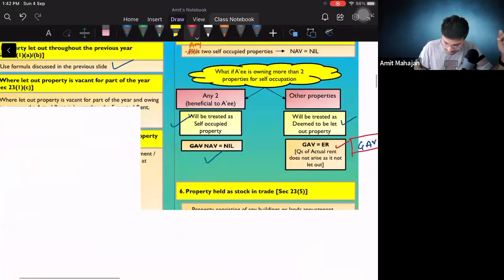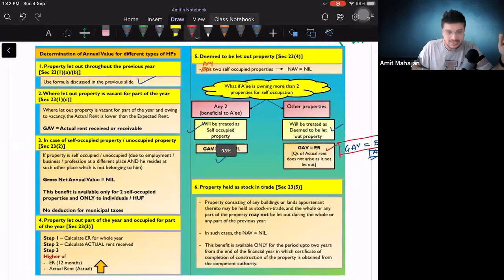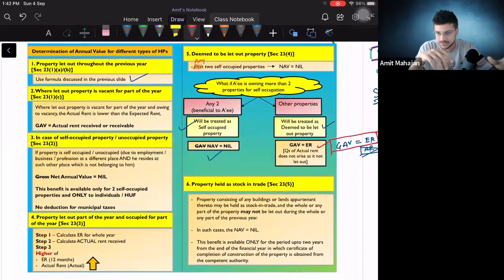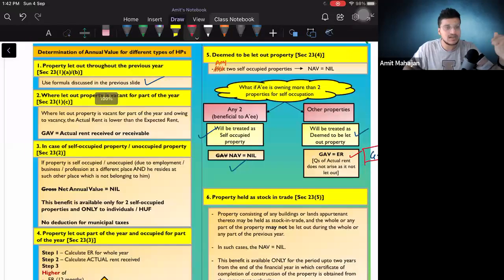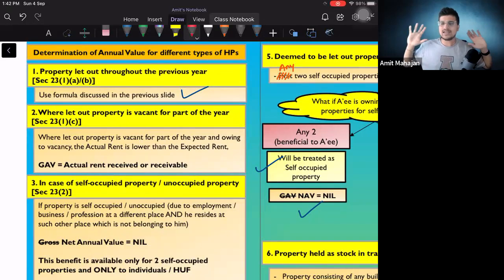Now in GAV, I told you just yesterday that this entire page is the heart of this chapter. This entire page is extremely important, and whenever you solve house property questions, you have to first identify which situation the question is falling under here. So I have written certain situations. The first situation says that property is let out throughout the previous year. In that case, we will use the same formula. What is that formula? GAV is equal to expected rent and actual rent received, whichever is higher, right?